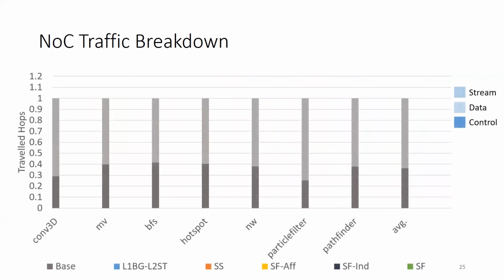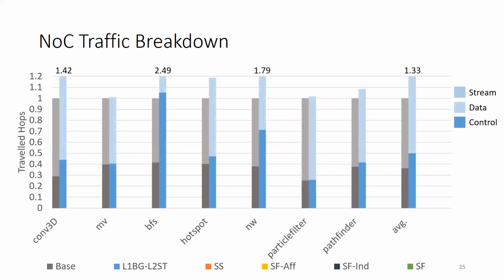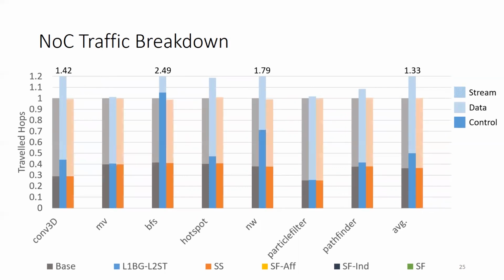Next, we look at the network traffic breakdown. We counted the number of traveled hops for control and data messages. We also counted the overhead of all the messages to manage offloaded streams, for example, the stream configuration and termination messages. We can see that the hardware prefetcher actually increases the network traffic by 33% due to aggressive prefetching. However, looking at the stream-specialized processor, we can see that streams are accurate as it never increases the traffic. The next configuration only offloads Affine streams, and this reduces the overall traffic by 30%.